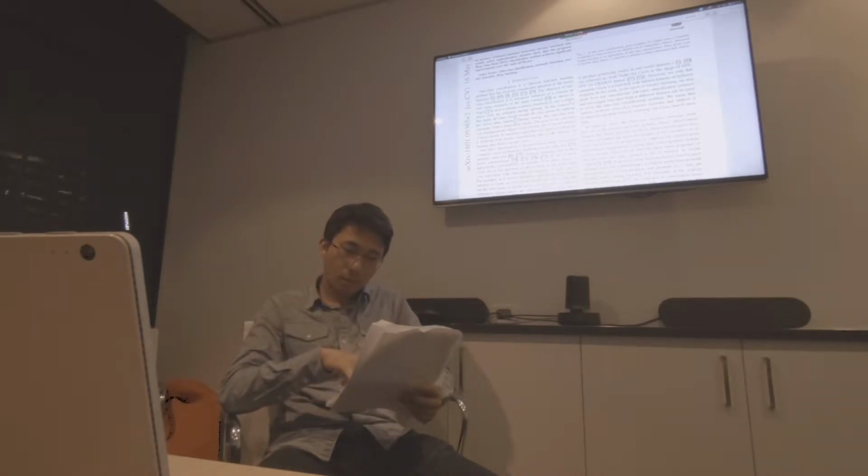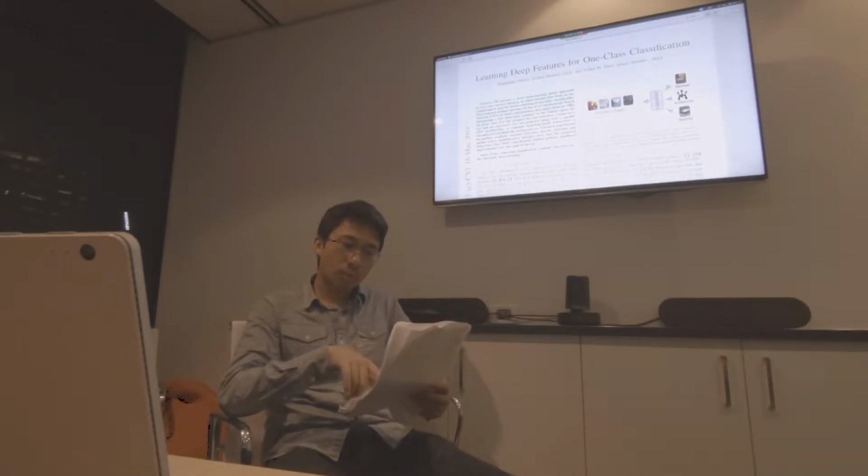And then, however, as we note, computer vision is a field rich with labeled datasets of different domains.